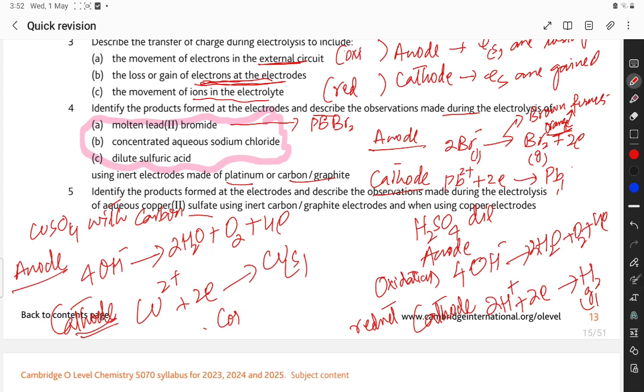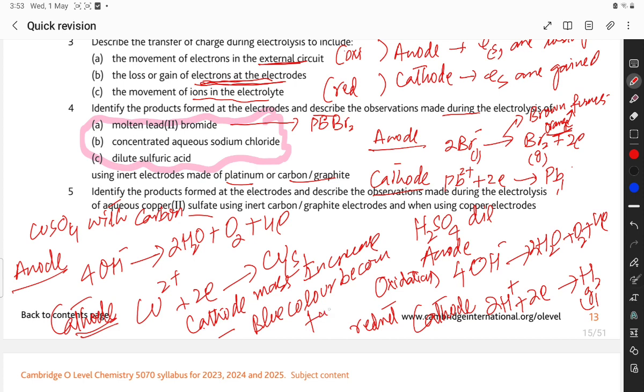Cathode mass increase, and color change is blue to colorless. Blue color fade, write down blue to colorless, so anything is acceptable. Blue color become fade and solution become acidic because hydrogen ion and sulfate ion remain in the solution, which make solution acidic. So that's why color become fade.